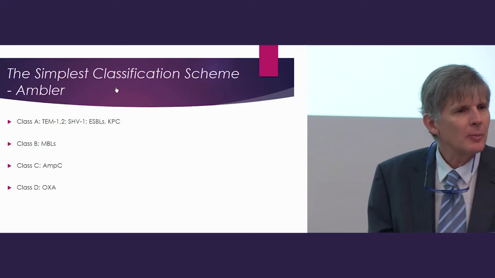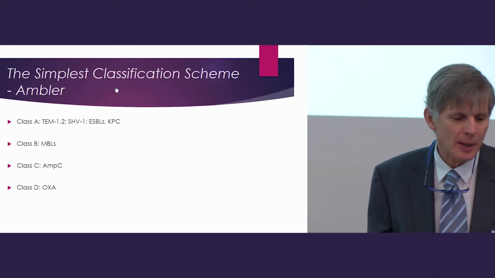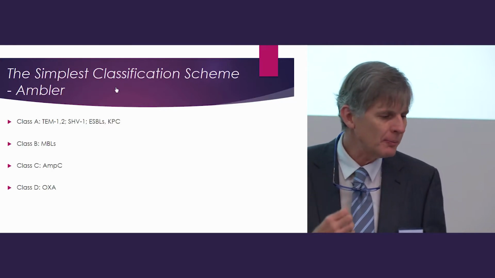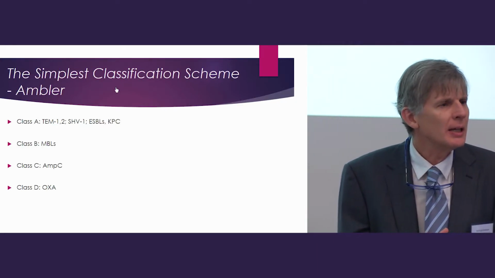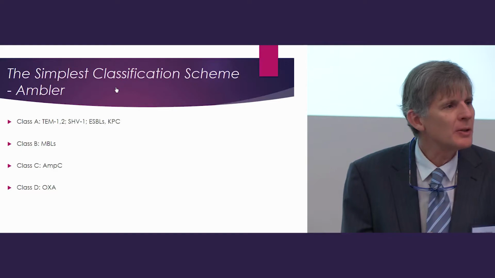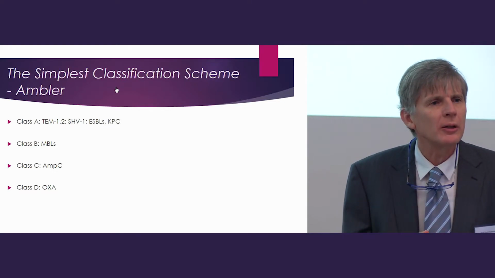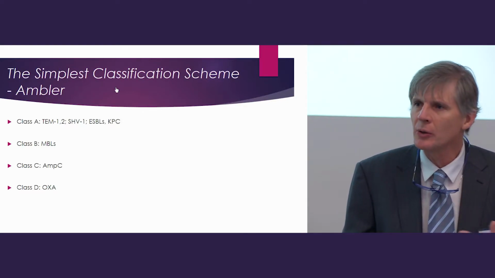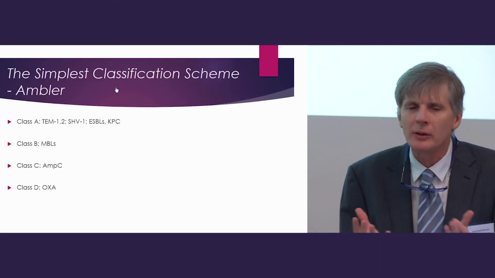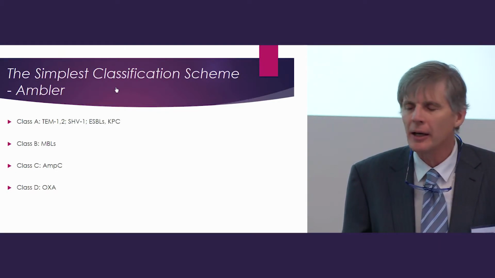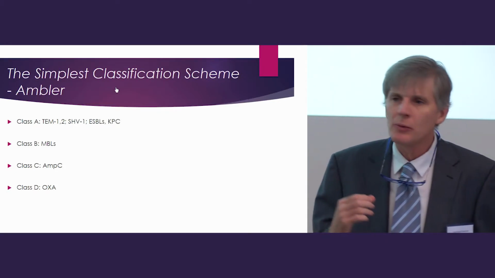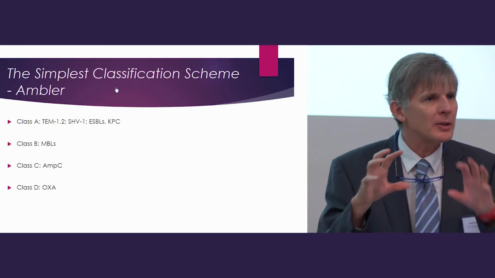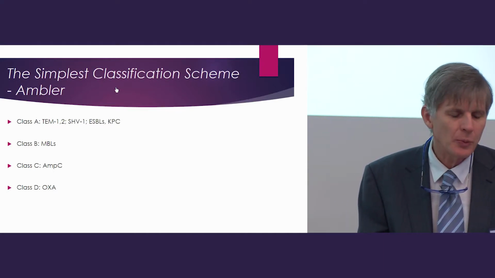Class B are the metallo-beta-lactamases, and I'll talk about those in some detail. These are carbapenemases, so they wipe out meropenem. Class C is your AmpC beta-lactamases, and so we've all been taught that if you're treating Enterobacter, you're not going to use ceftriaxone or ceftazidime, even though it might look susceptible occasionally from the lab, and the reason being that these have an intrinsic beta-lactamase that destroys third-generation cephalosporins.